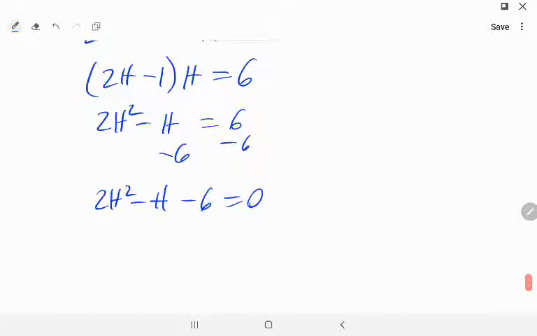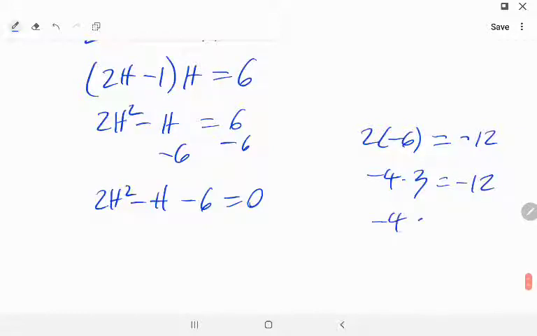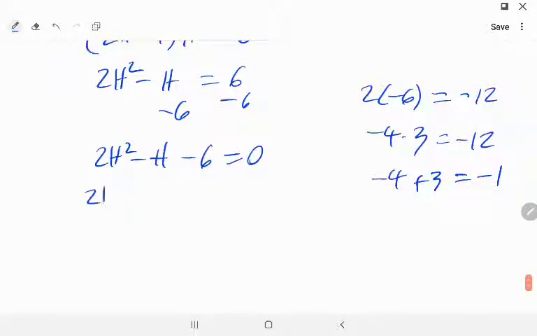And now we have to be careful to use that AC method. We notice we're going to take 2 times negative 6, which is negative 12. Negative 4 times 3 is negative 12, and negative 4 plus 3 is negative 1. And so we can use factoring by grouping. We get 2h squared minus 4h plus 3h minus 6 equals 0.